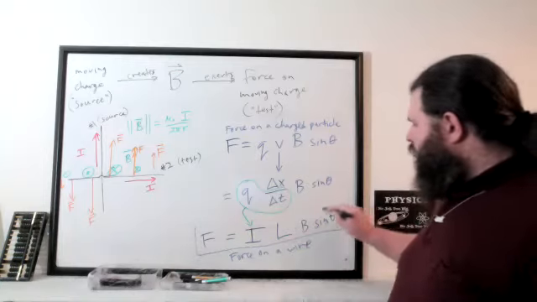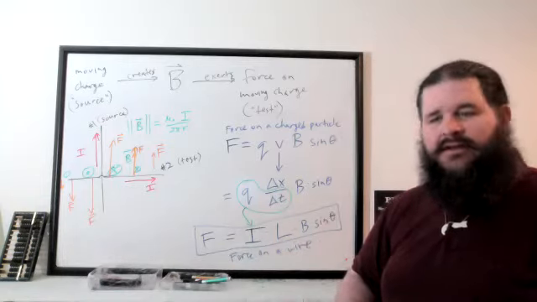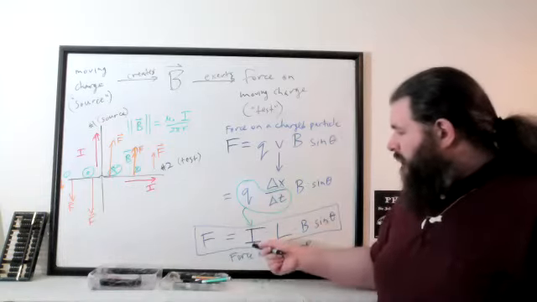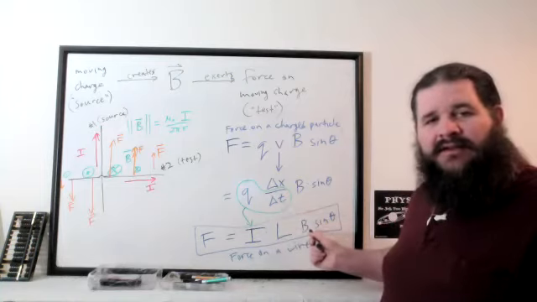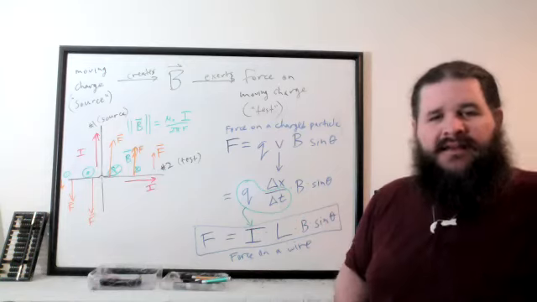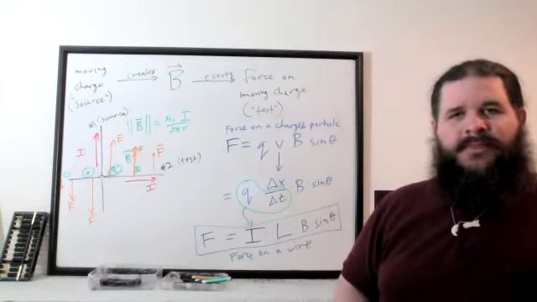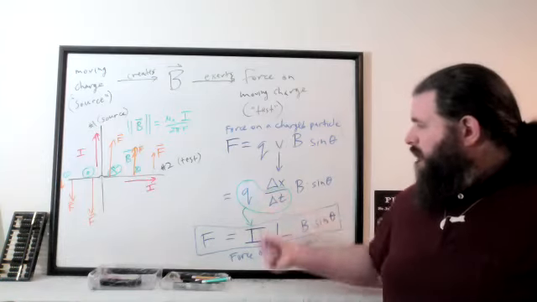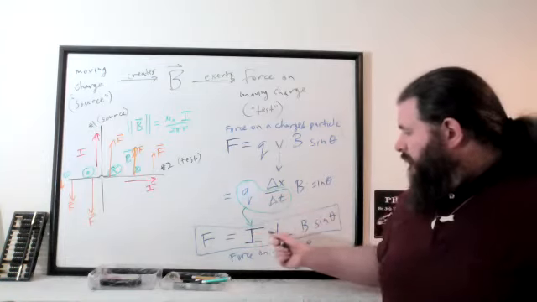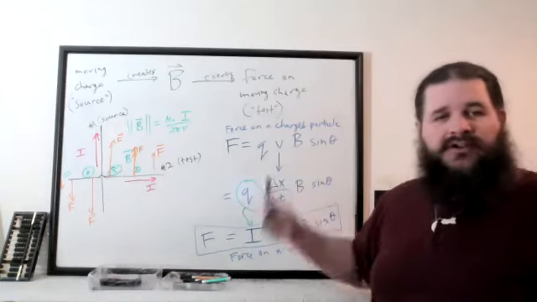If you want to know how strong the force on a wire is, a wire with current in the presence of a magnetic field, you can just multiply the current times the length of the wire times the magnetic field strength. And then theta is going to be the angle between the magnetic field and the alignment of the wire itself. So essentially equivalent formula, but written in terms of values that make sense for a wire instead of values that make sense for a charged moving particle.